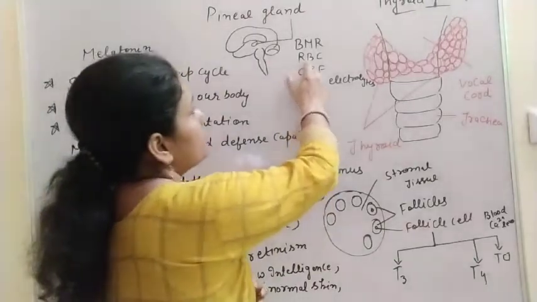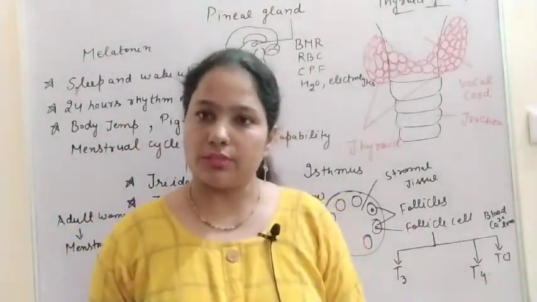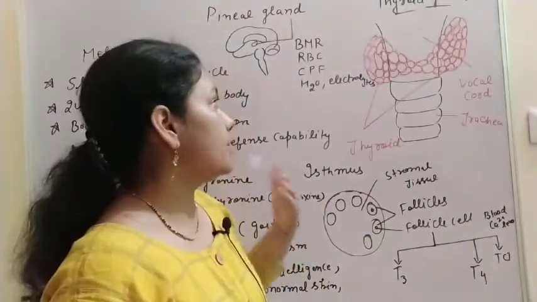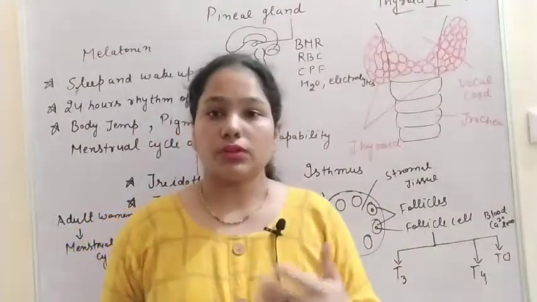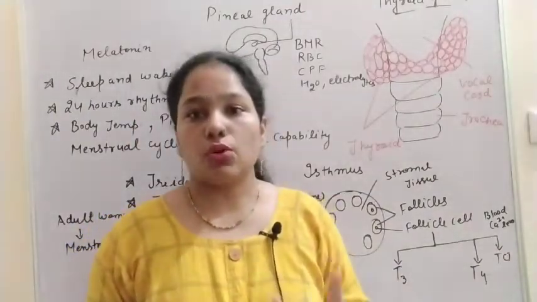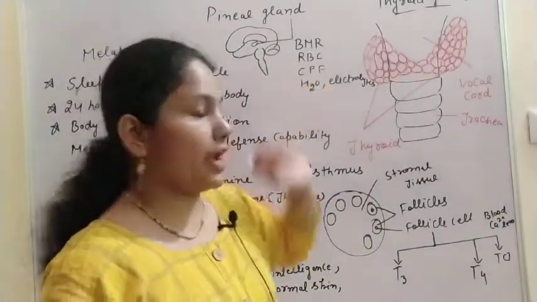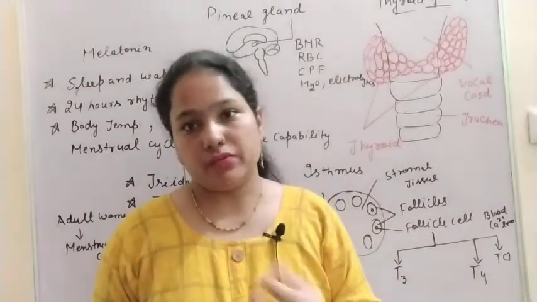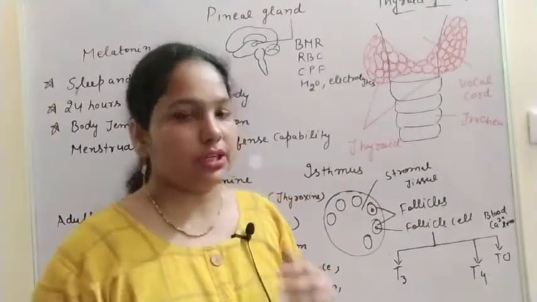Next is the RBC formation. So this gland also helps in the formation of RBCs, red blood corpuscles, and the regulation of carbohydrate, protein and fat metabolism is also regulated by the thyroid gland.